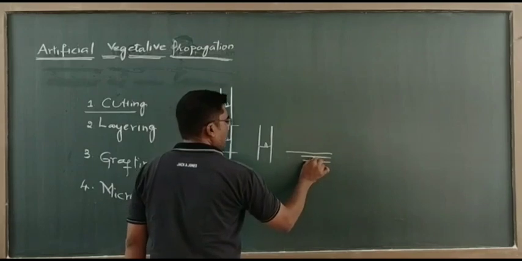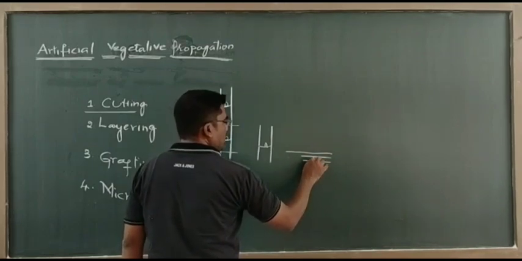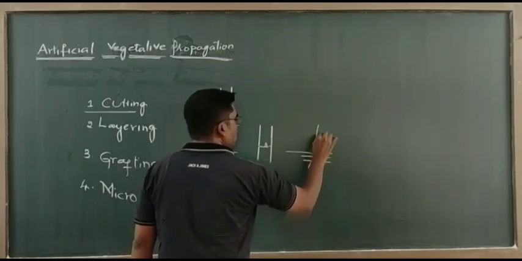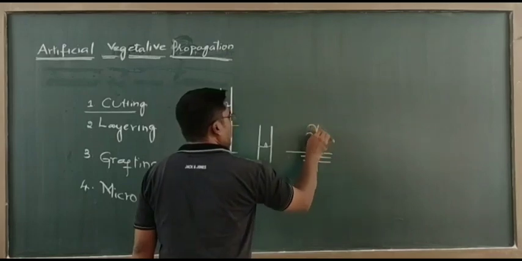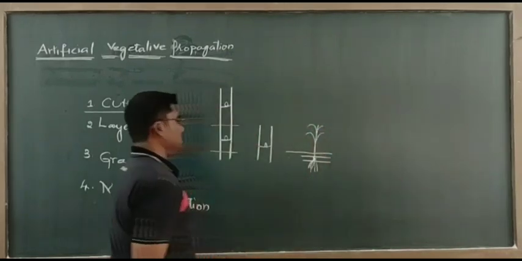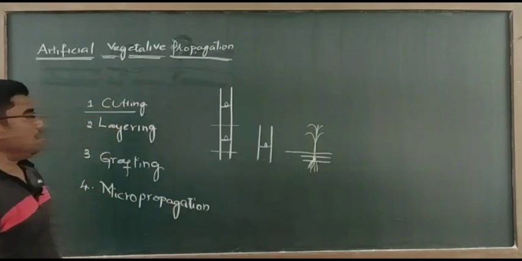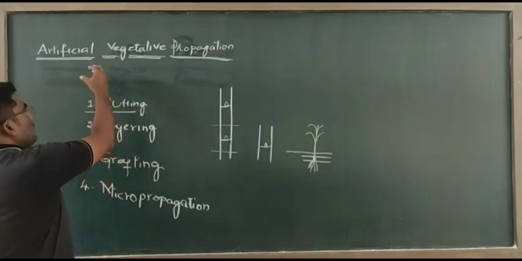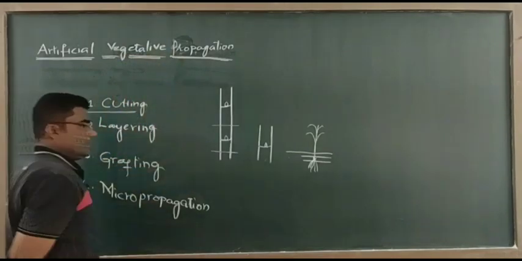and after a few days this cutting from the bud portion starts to produce adventitious roots, and above the soil it produces the new plant body. This is the very common process of cutting. It is a very popular process. This is the cutting type of artificial vegetative propagation.